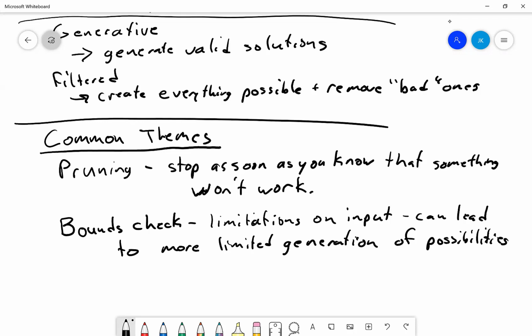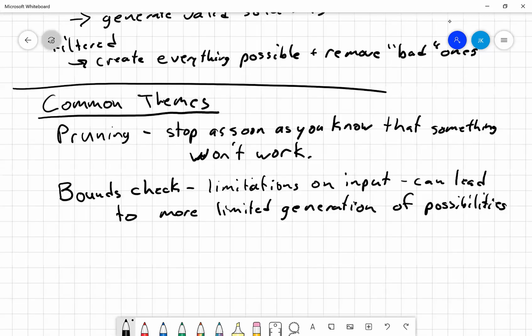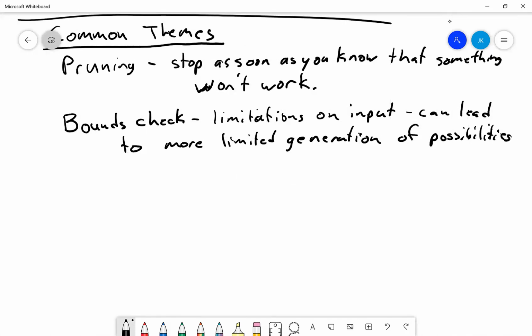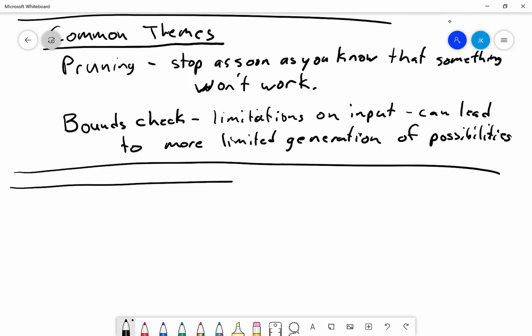And so the idea of a bounds check is, if I know my bounds are only within some range, that can drastically limit how much of the space I need to explore. How many things do I actually need to try out? If I know, hey, I don't really need to go from 1 to 1,000,000 here, I only have to go from 1 to 1,000, that can obviously make a big difference. Okay, so those are two themes. We'll see a couple of examples here.